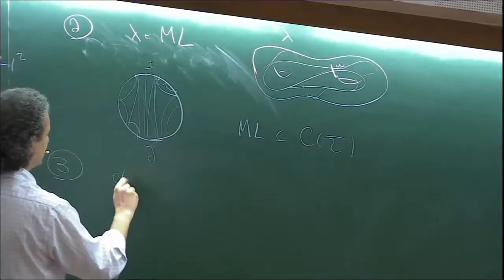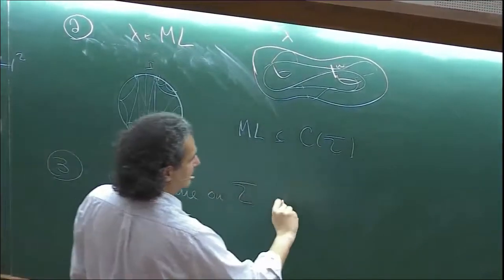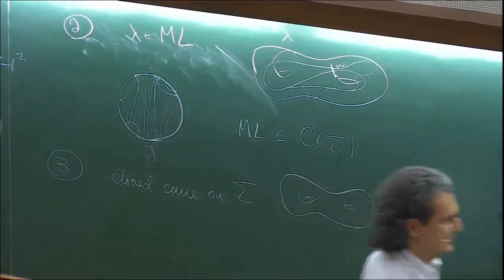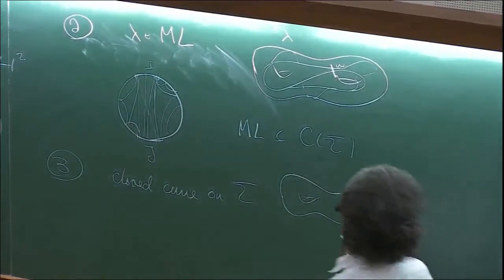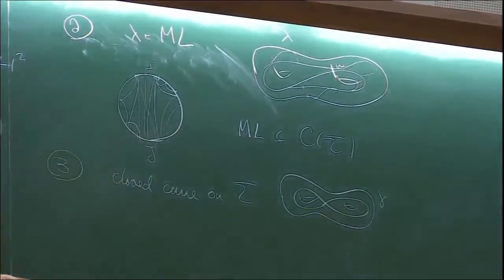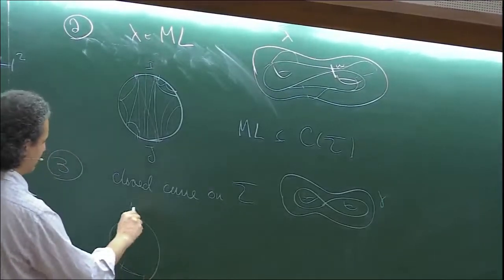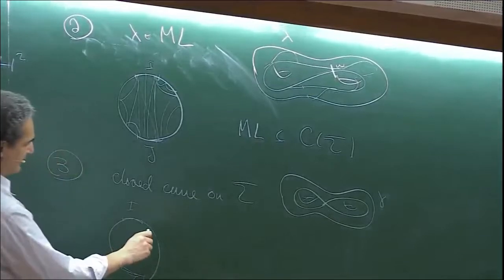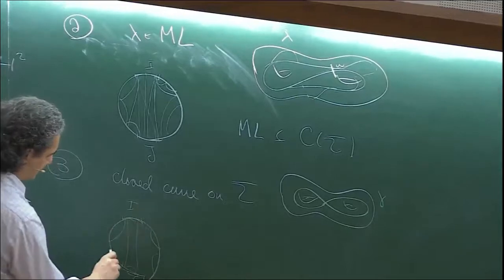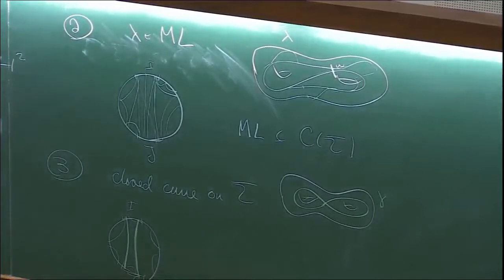Let's pick the third example. A closed curve on sigma. So these are curves that are no longer simple. They can go wherever you want. Maybe something like that. Let's call it gamma. Again, the current I get here is a counting current. I look at the universal cover. Again, I have a bunch of lifts of gamma, like that. And I count how many of them start in I and end in J.